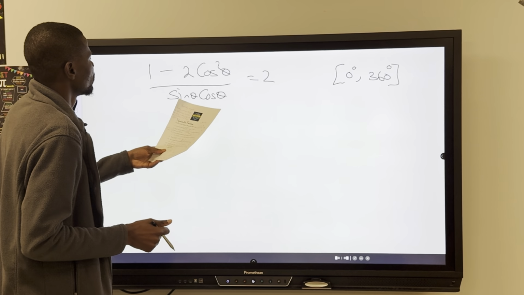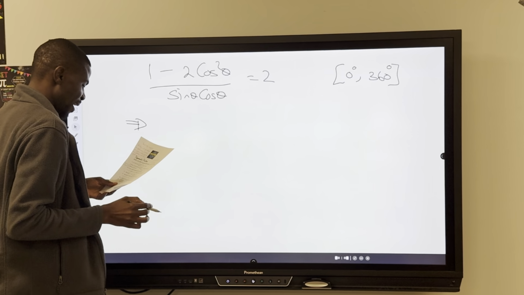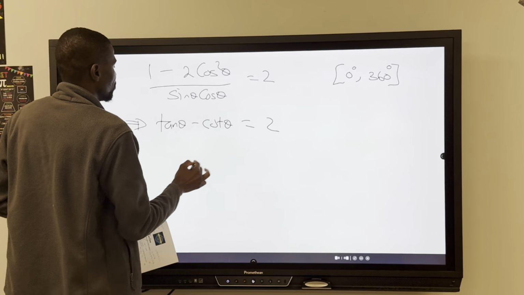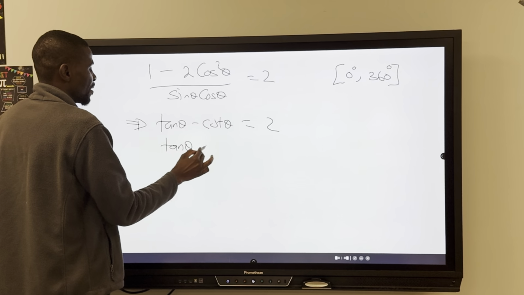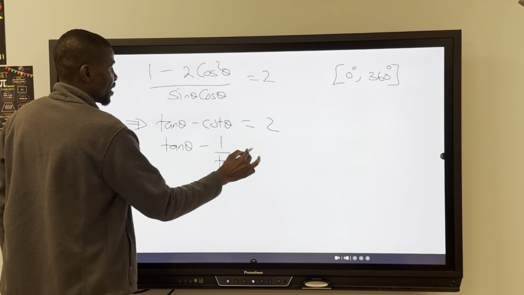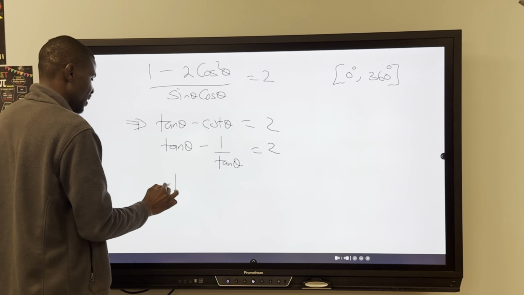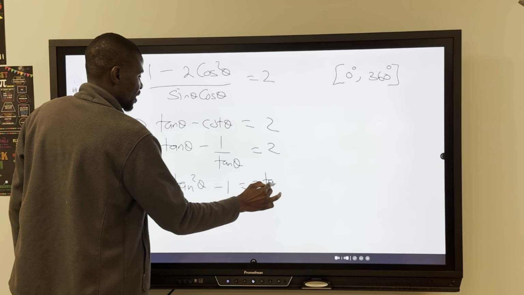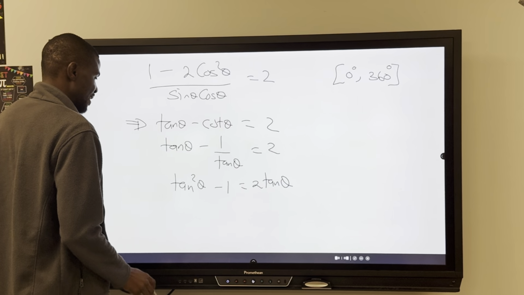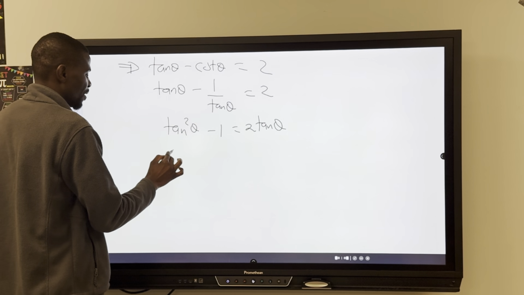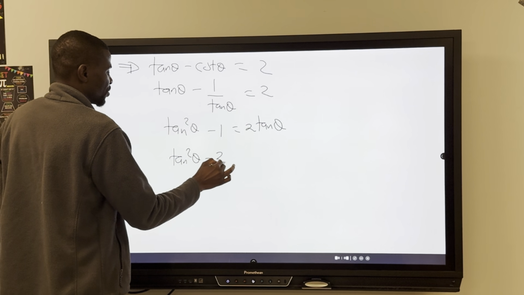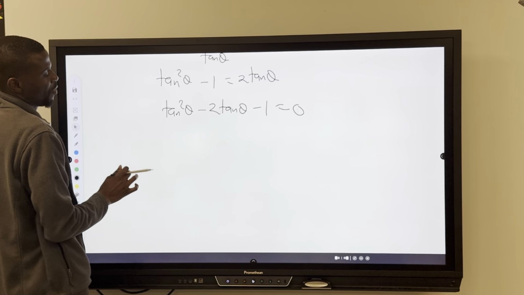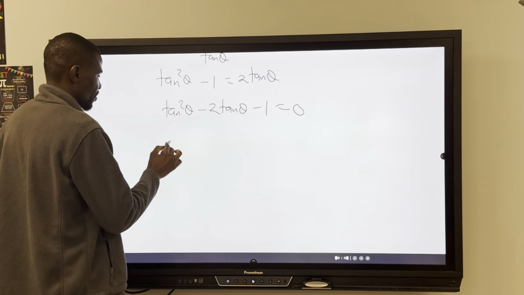All right. So now, remember it's hence. So this implies that tan theta minus cot theta equal to 2, right? So it's just tan theta minus 1 over tan theta equal to 2. So if you multiply both sides by tan theta, we get tan squared theta minus 1 equal to 2 tan theta, right? And here we have tan squared theta minus 2 tan theta minus 1 equal to 0. So now we can use the quadratic formula.